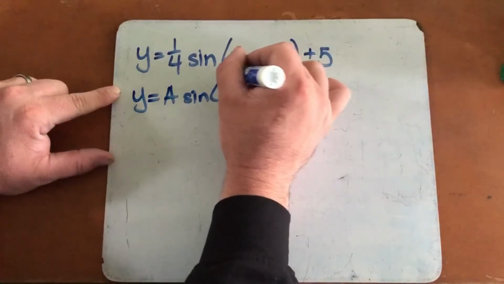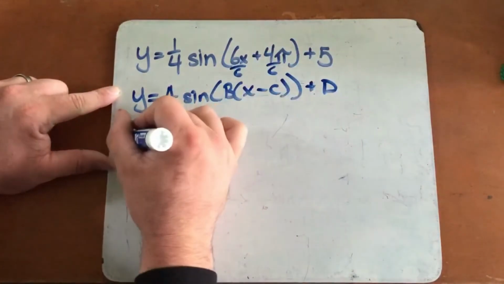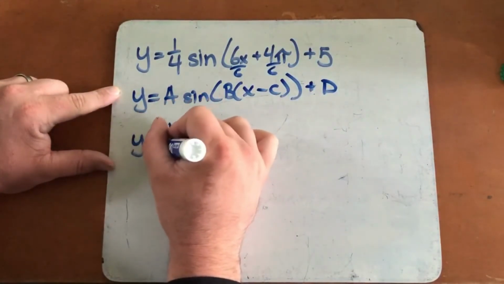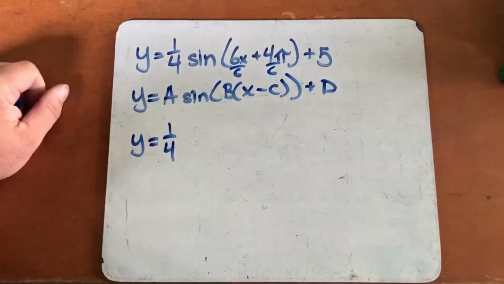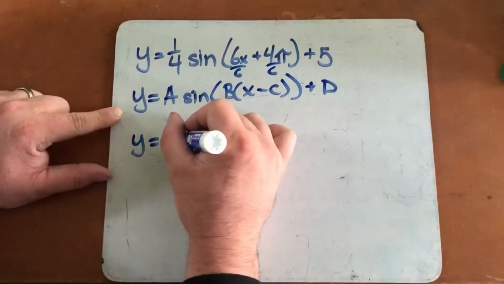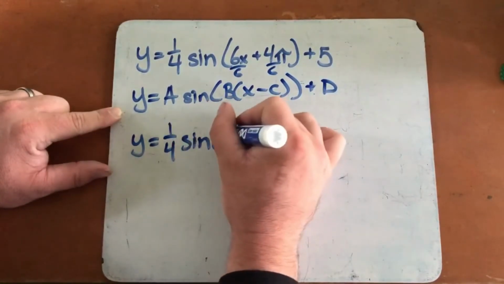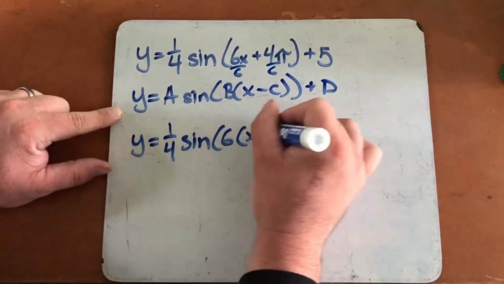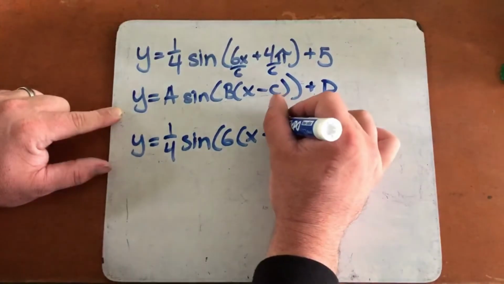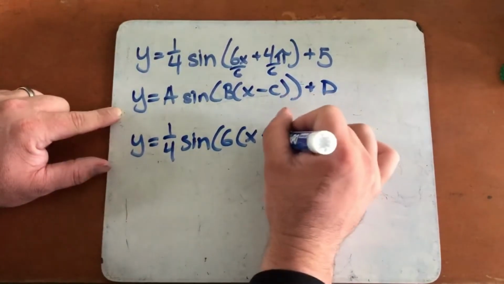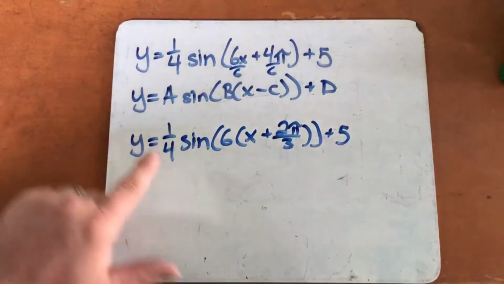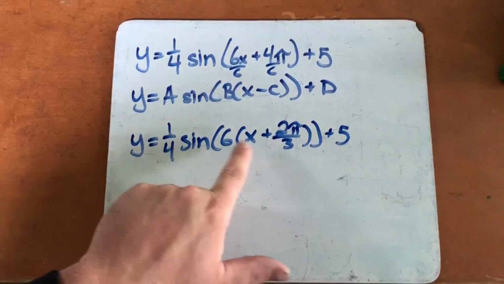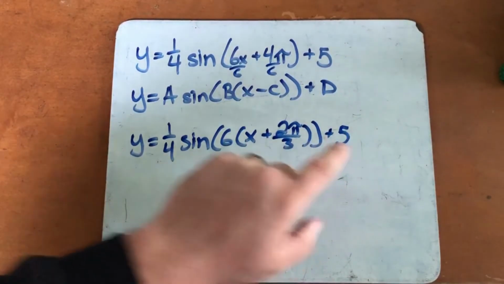So I factor out a 6. That gives me y equals 1/4. Please notice that I'm always factoring out whatever number's in front of the x every time. So I get 1/4 sine of, B is 6, parentheses x plus 2 pi over 3, plus 5. So now I find my amplitude, period, phase shift, and vertical shift.